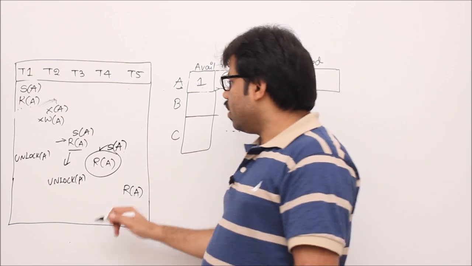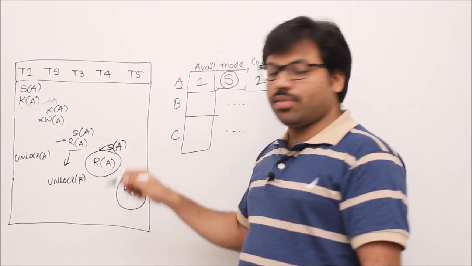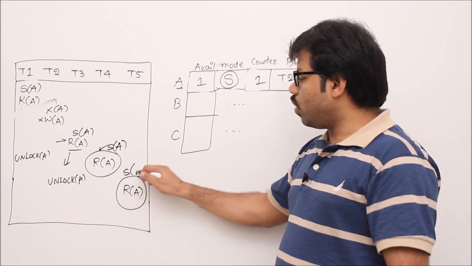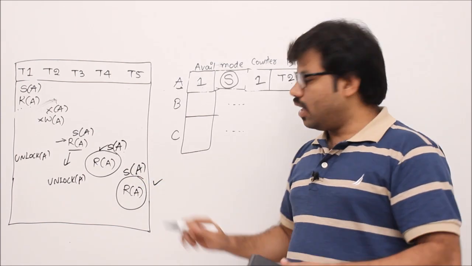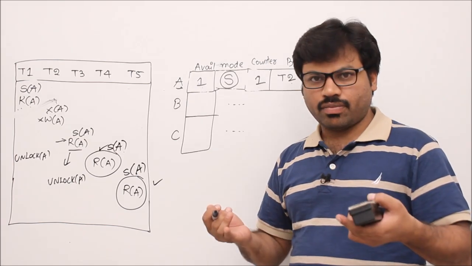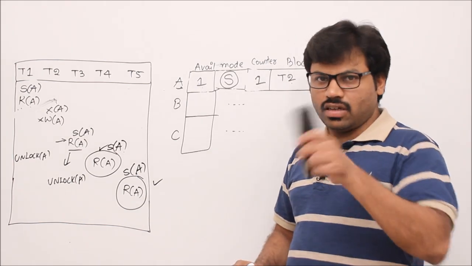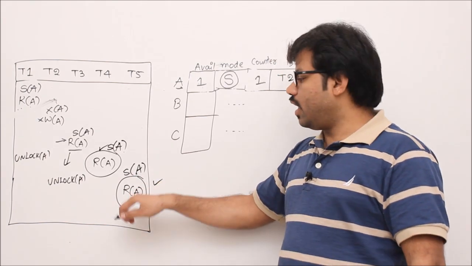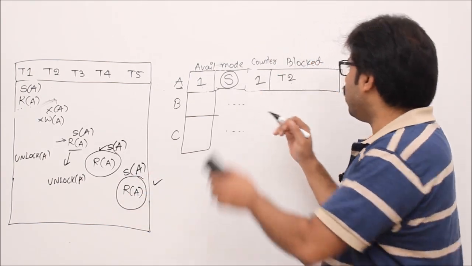So then later, see the situation. What if T5 comes and T5 issues read of A? Your DBMS will try to achieve it. My assumption is, let's say this is now T5's turn. T5 got the processor. That means the processor is currently executing T5. Then what happens? Again, this will be successful.